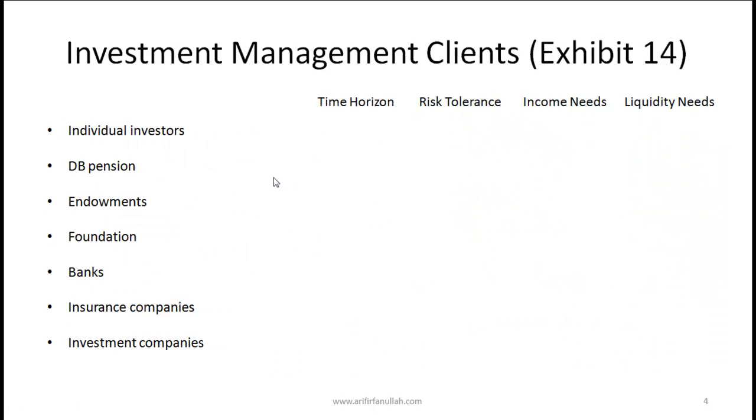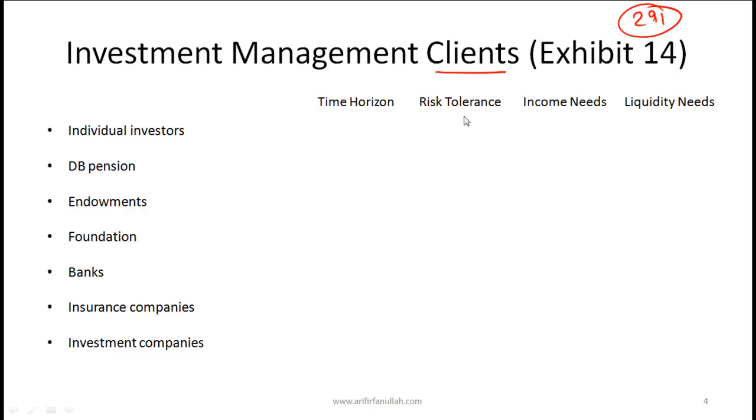Okay, so now that we've talked about a general portfolio perspective, let's talk about investment management clients. Remember that as a CFA candidate, you need to be thinking of yourself as an investment advisor. And then if you are an investment advisor, you need to know what sorts of clients you might have. Here I would strongly encourage you to look at Exhibit 14. And in the 2011 curriculum, this is on page 291. So if you can open up there, that's great.